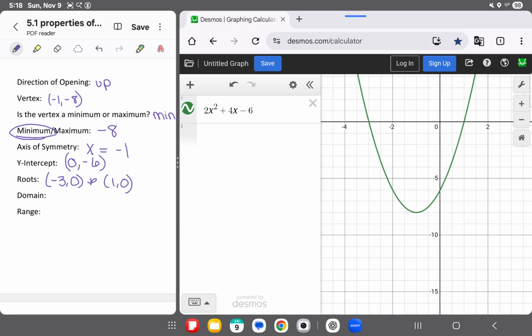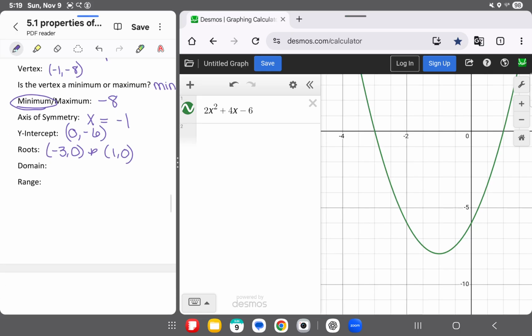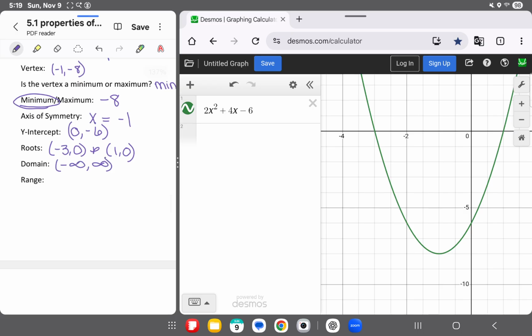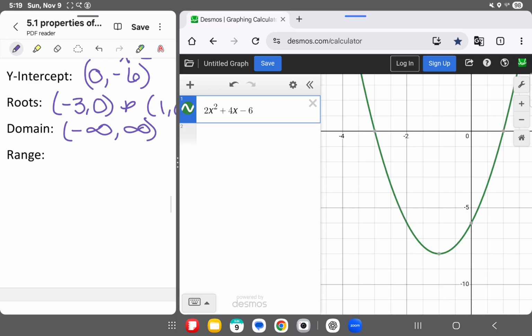And then our domain, we open out and go to the left and right forever. So we'll go ahead and do interval notation again here. That'll be -infinity to +infinity. And then our range, we'll go ahead and do algebraic notation on this one. So remember, our vertex was at -1, -8. So as low as we can go is -8. So we are going to have y is greater than or equal to -8.